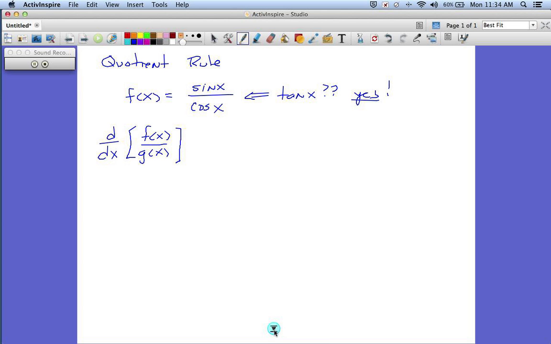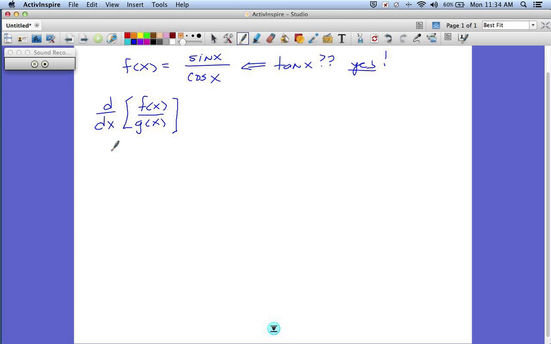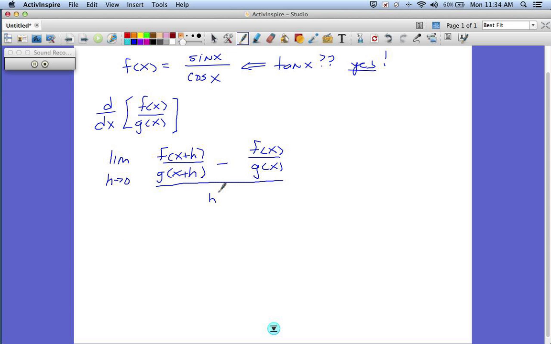So let's say we want to take the derivative of f of x divided by g of x. And as normal, we're going to go to our trusty limit definition to derive this. So the limit as h approaches 0 of f of x plus h over g of x plus h, minus our original function f of x over g of x, all divided by h. So first thing we're going to do is get our denominators taken care of here.